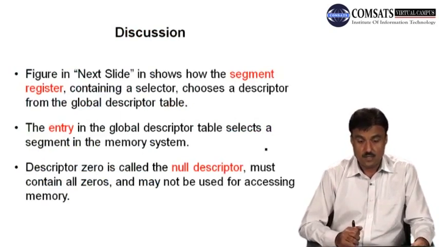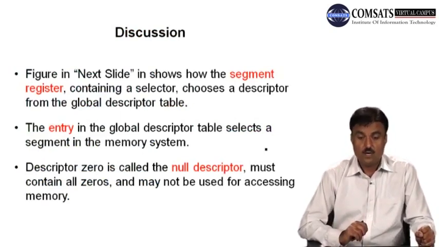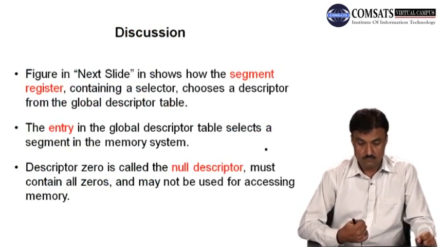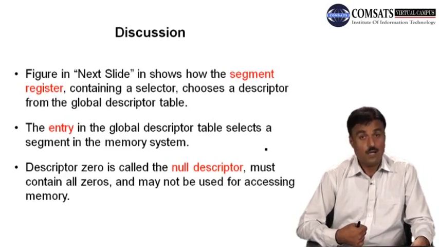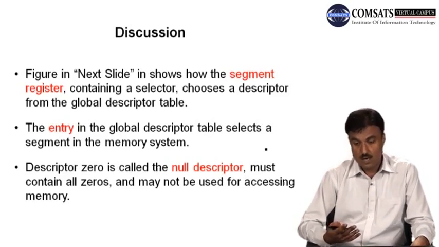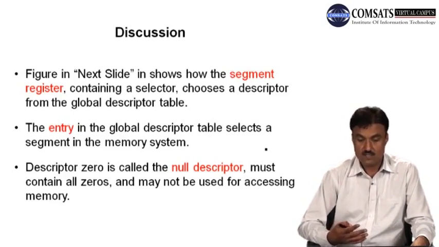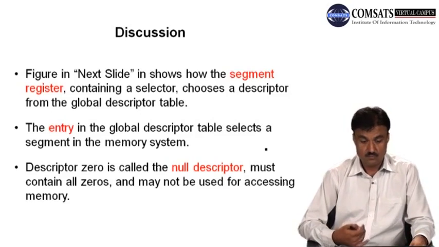Okay, so in the next slide there is one figure where we will see how the segment register containing a selector selects a descriptor from the global descriptor table. The entry in the global descriptor table selects a segment in the memory system. So we will see how there are entries in the global descriptor table.